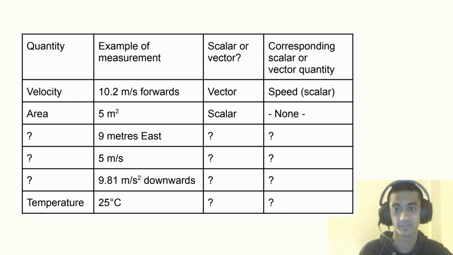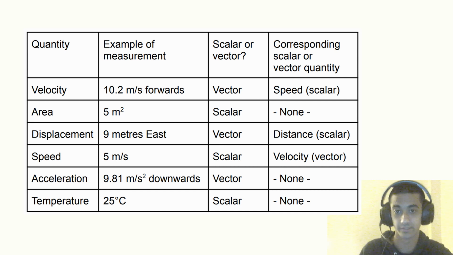Alright, let's have a look at the completed table. The third row was an example of displacement, since the direction was defined as eastwards in the example measurement. Thus, it is a vector quantity. As we saw earlier, the corresponding scalar quantity for displacement is distance. Next up is 5 meters per second. No direction was defined, so the logic here is very similar to that of the first row. The quantity is speed, which is a scalar, and the corresponding vector quantity is velocity.